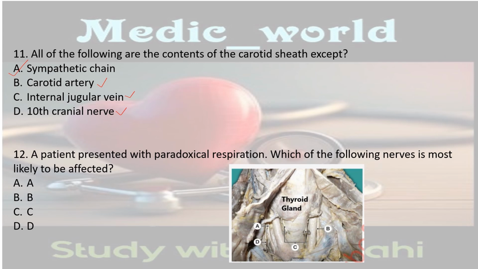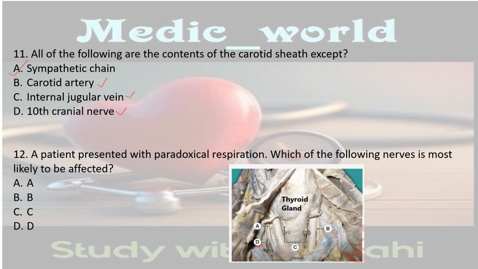Let's see the image. First of all, paradoxical respiration. How does it occur? It occurs due to the damage of the phrenic nerve, and the phrenic nerve in the image is marked by option D. Let's identify all the other nerves.